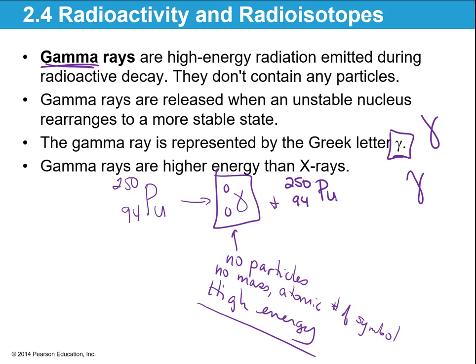So the thing that is interesting about gamma, though, is because there's no actual particles associated with this decay, this actually is the highest energy released of all of the radioactive decay types.